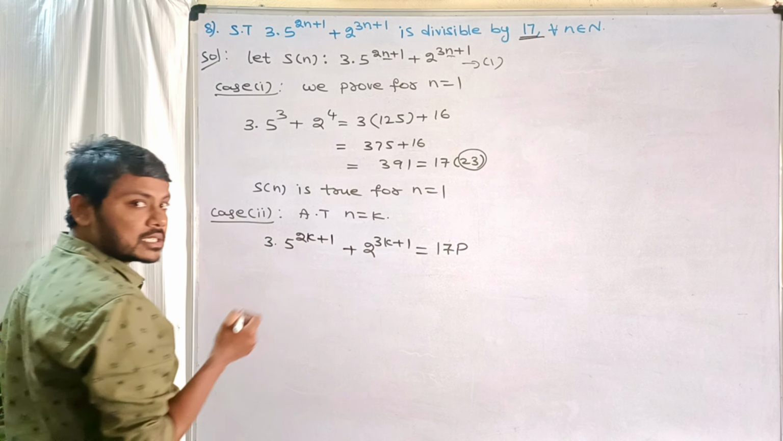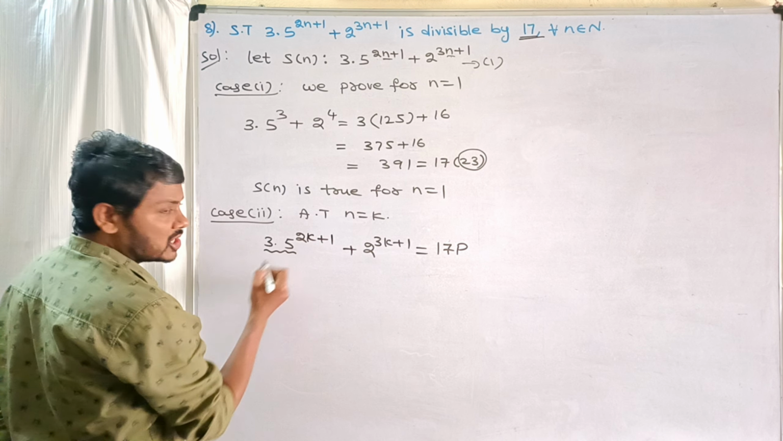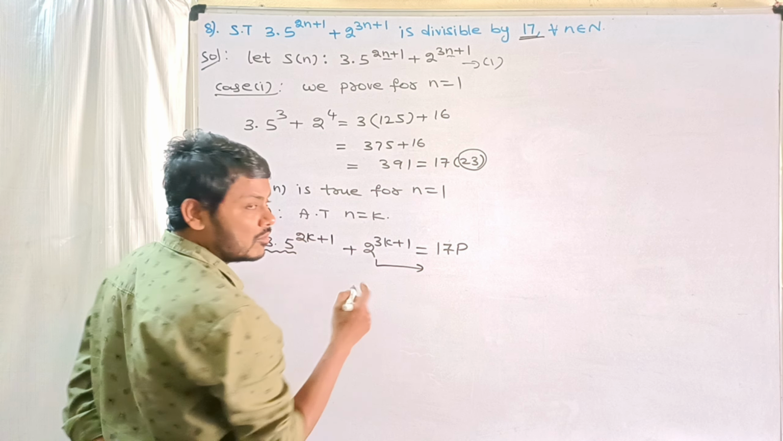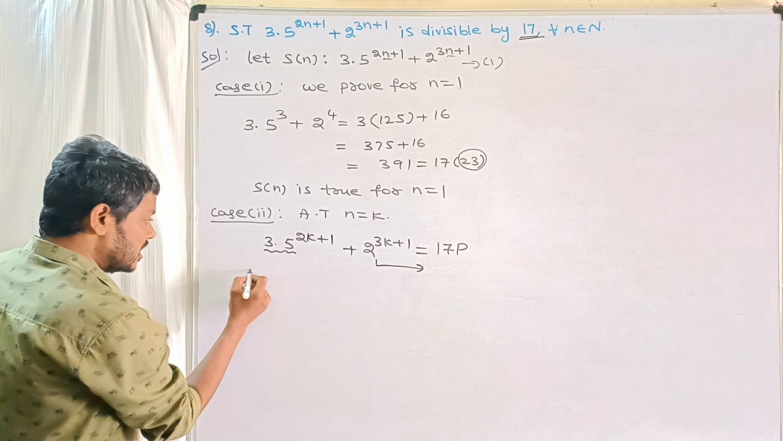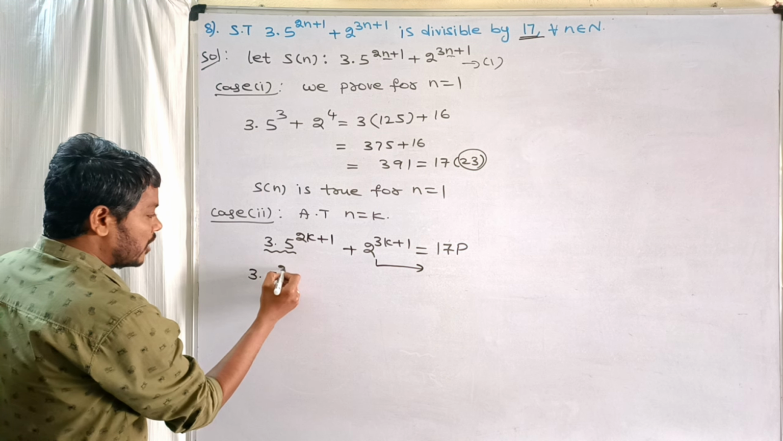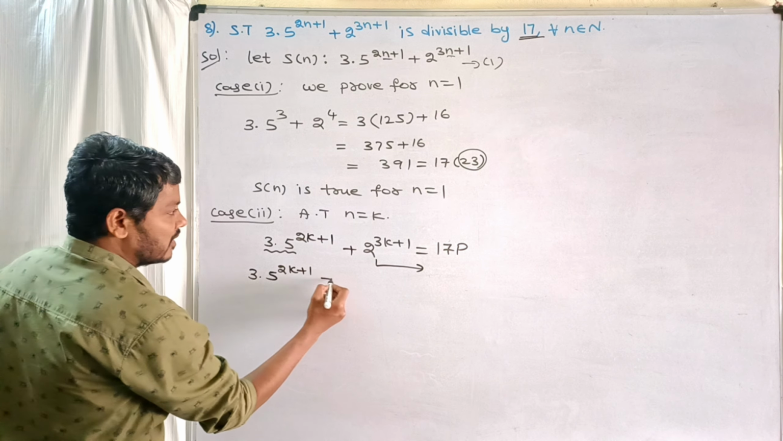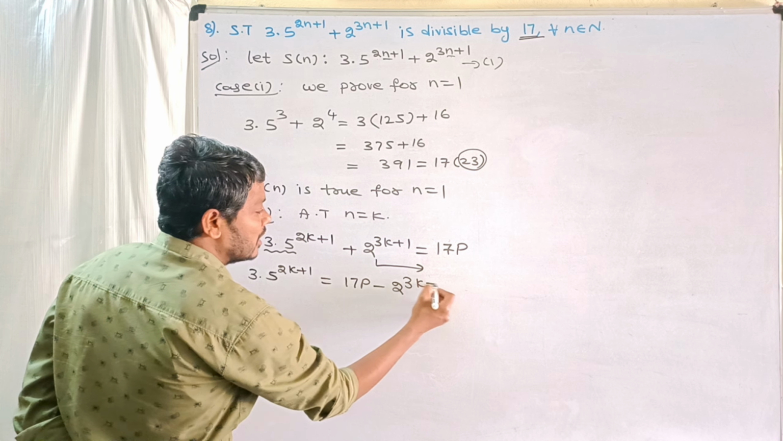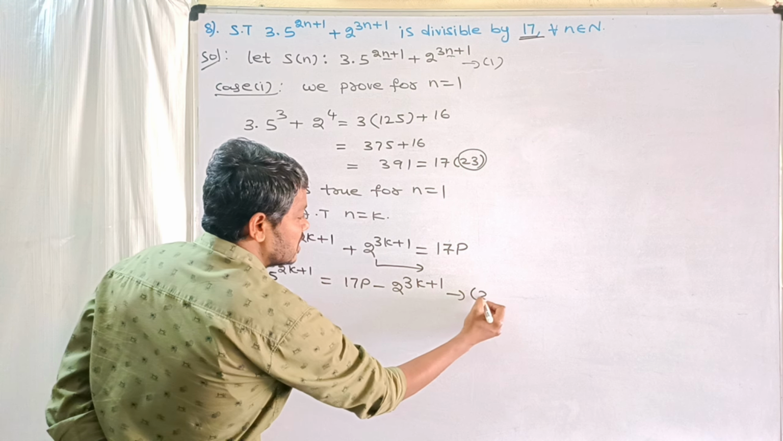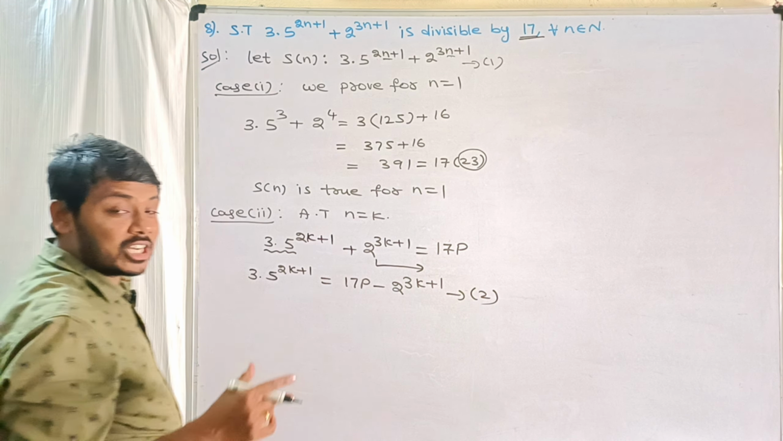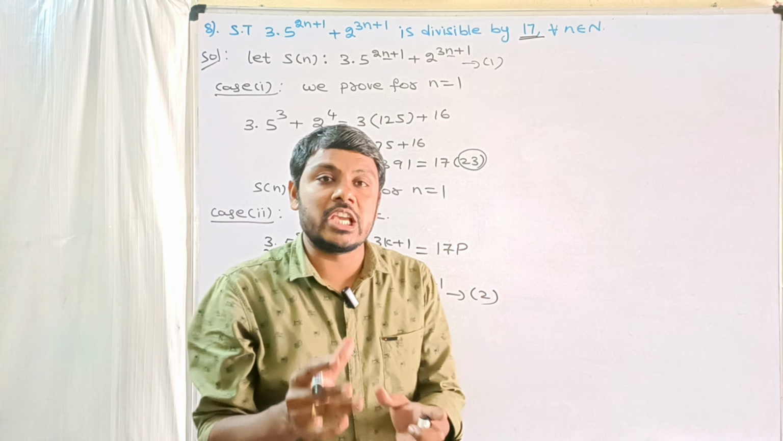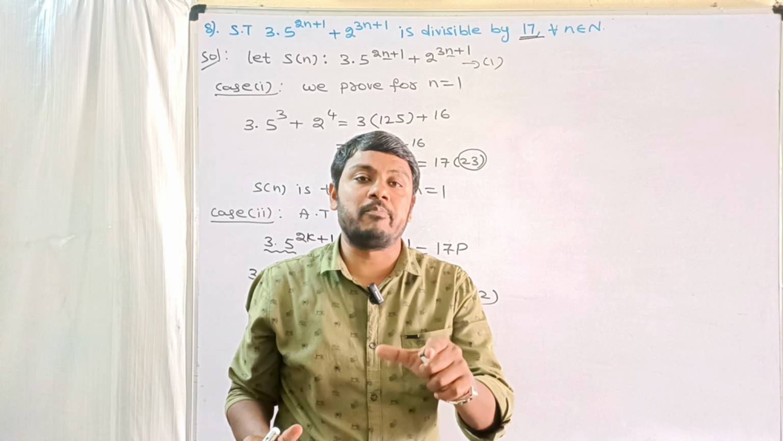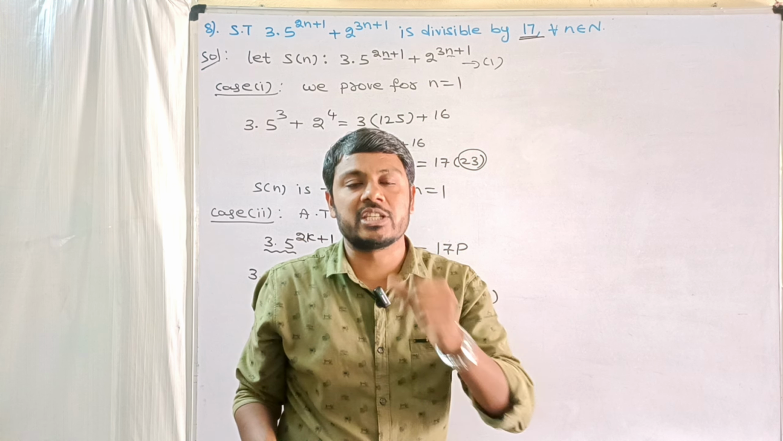Okay. Next, in this we can write always the first value, we can send the second term to the right hand side. So that is 3 into 5 power 2k plus 1 which is equals to 17p minus 2 power 3k plus 1. So this is equation 2. And what is case 3? We prove for n is equals to k plus 1. Just you can replace n by k plus 1 in equation 1.